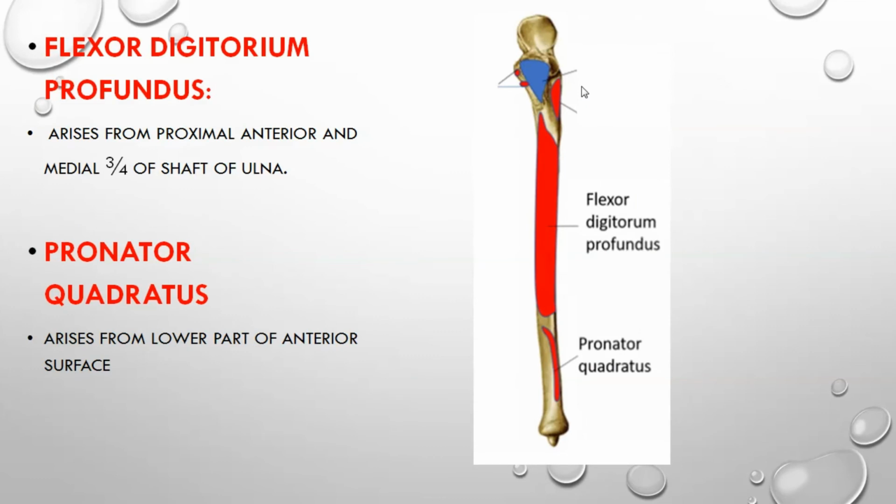Then flexor digitorum profundus. It arises from the anterior and medial surfaces of the shaft of the ulna. Simply remember that the flexor digitorum profundus arises from the anterior and medial surfaces of the shaft of the ulna, but from the upper 3/4 of these surfaces, because from the lower part pronator quadratus arises. The pronator quadratus arises from the lower part of the anterior surface. So from the upper 3/4 flexor digitorum profundus arises, whereas from the lower part pronator quadratus arises.